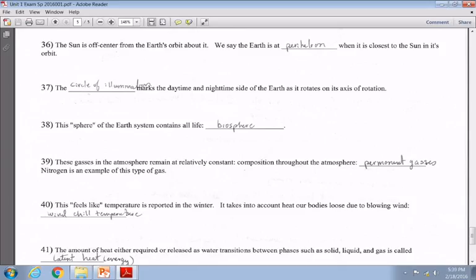39, permanent gases are those gases that are relatively constant and uniform, and nitrogen is an example of a permanent gas. Question 40, I was after wind chill temperature, the feels like temperature that includes the wind. Question 41, I was after latent heat, or latent heat energy, which is energy required to change phase, like water going from ice to a liquid or liquid to a vapor. Also, it's energy that's released when water goes from a vapor to a liquid and a liquid to a solid.